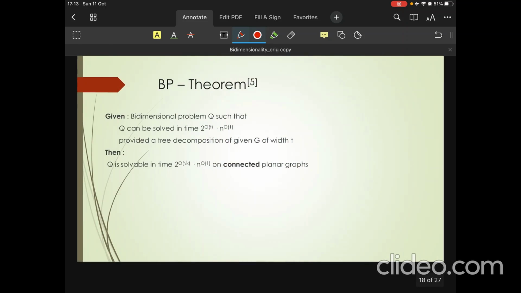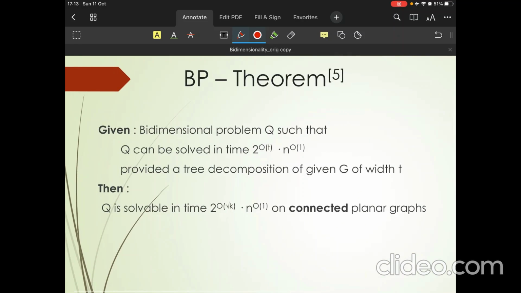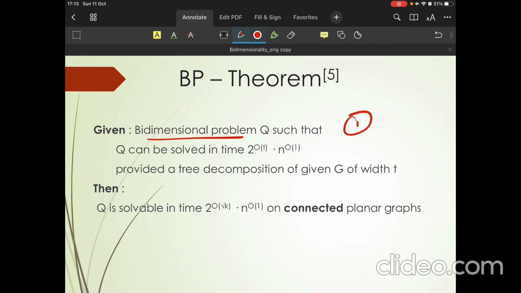Next we prove an important theorem, which is BP theorem. I'll name it BP theorem for the convenience of proof. So what are the assumptions? There are two assumptions. First, the problem is bidimensional. Second, we are provided with a tree decomposition of width t. We cannot say that tree width is t. We can say that tree width is at most t, because it's the minimum of all tree widths of tree decompositions. So we are given a tree decomposition of width t.